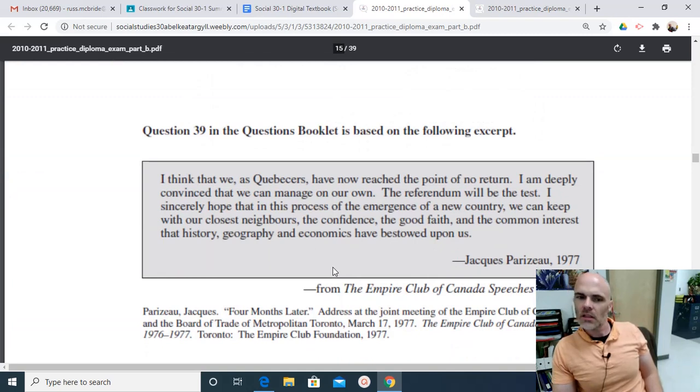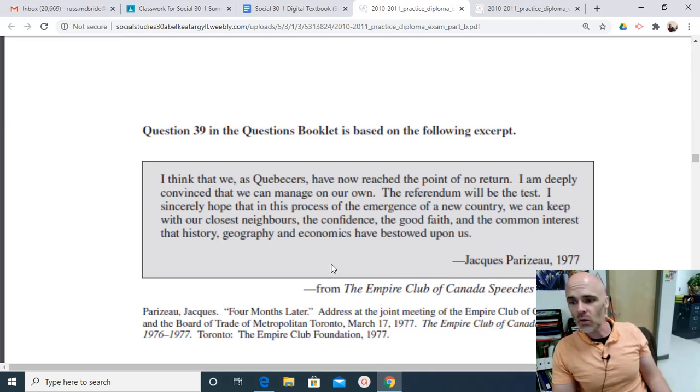Economics. I think that we as Quebecers have now reached the point of no return. I am deeply concerned that we can manage on our own. The referendum will be the test. I sincerely hope that in this process of the emergence of a new country, we can keep with our closest neighbors the confidence, the good faith, and the common interest that history, geography, and economics have bestowed upon us. Jacques Parizeau, 1977.